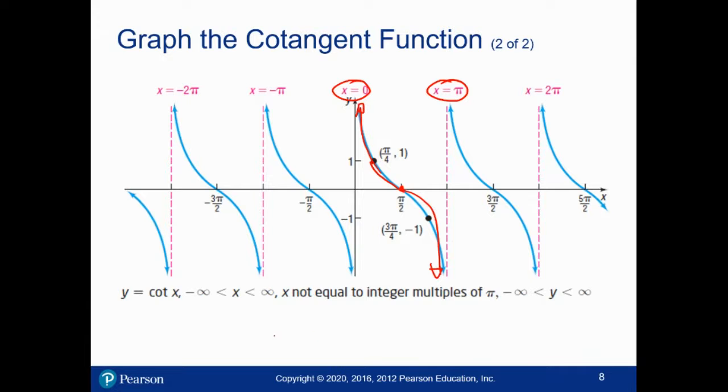So compared to tangent, tangent's fundamental shape was this, and it went through the origin with asymptotes at pi over 2. So the shape is kind of similar, but it's almost like a mirror image, and the asymptotes happen at different places. But otherwise, it is sort of similar behavior. Notice again, the range is everything.